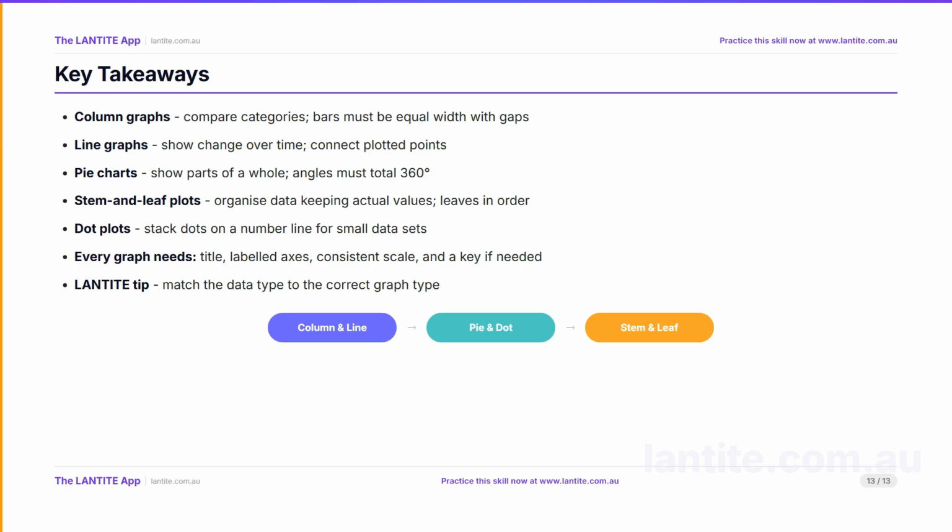Every graph needs a title, labeled axes, a consistent scale, and a key if there are multiple data sets. On the LANTITE, remember to match the data type to the correct graph type, and always check for missing elements when you're asked about misleading graphs.